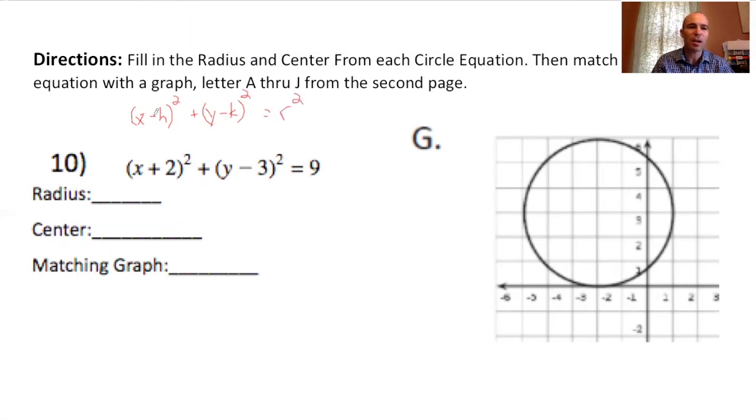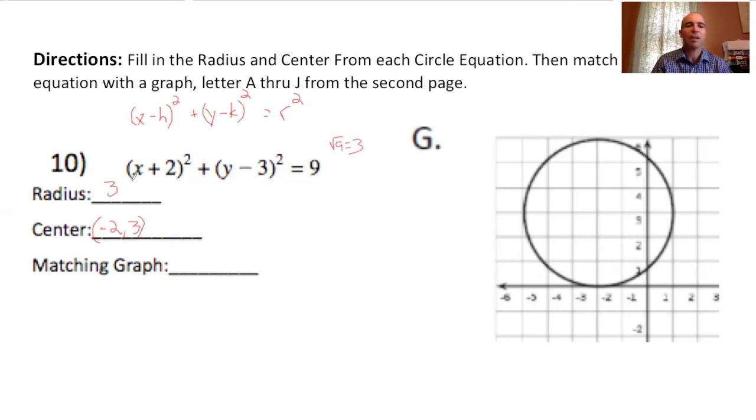Okay, so here, h would have to be -2, because minus -2 gets you +2. And here, k would have to be +3, because it's just -3. So that is your center. And then your radius is going to be the square root of 9, which is 3.